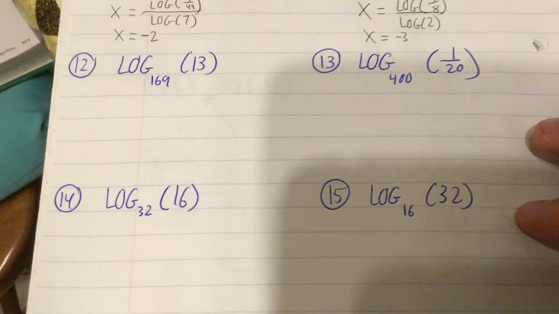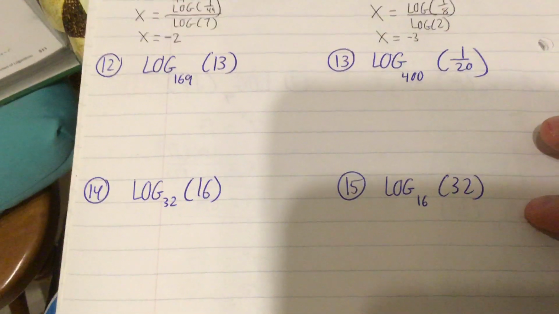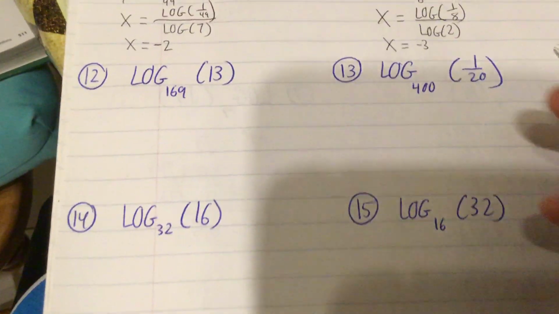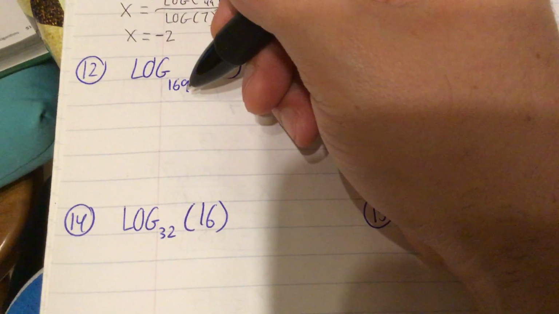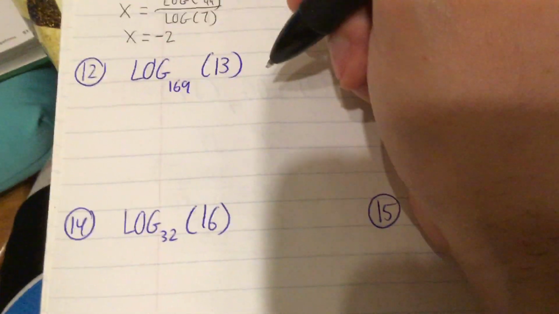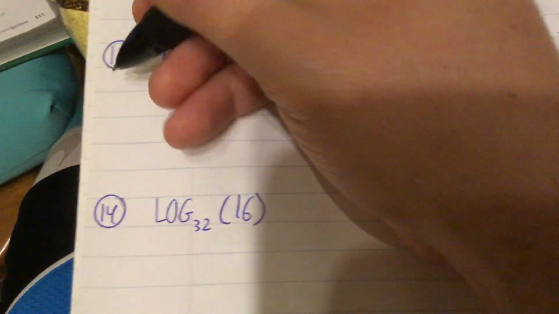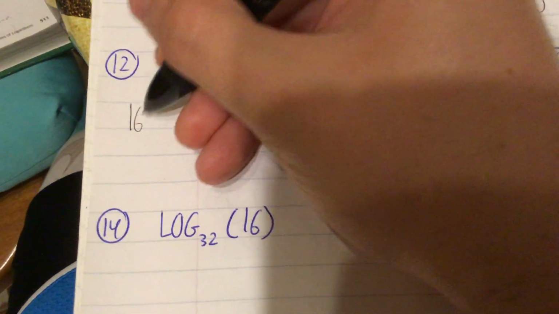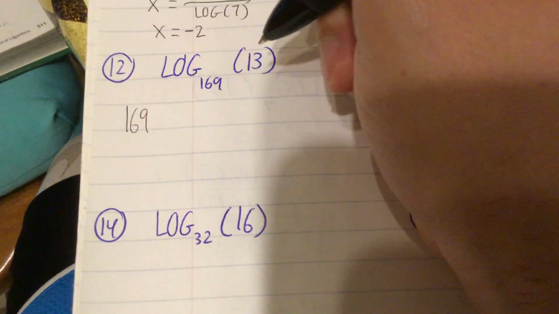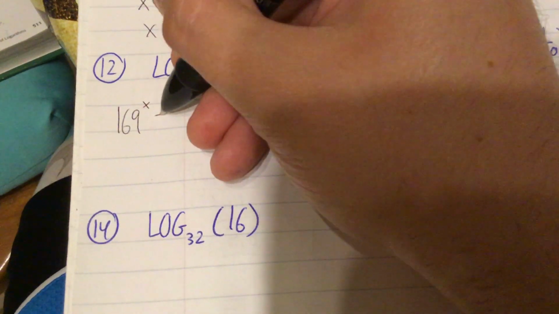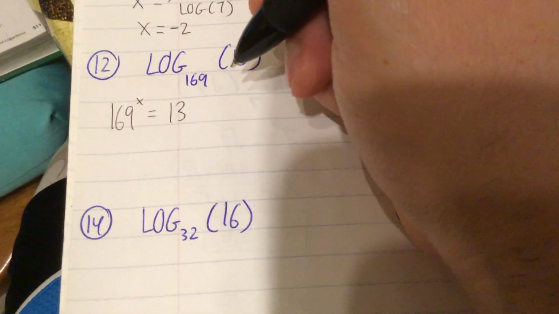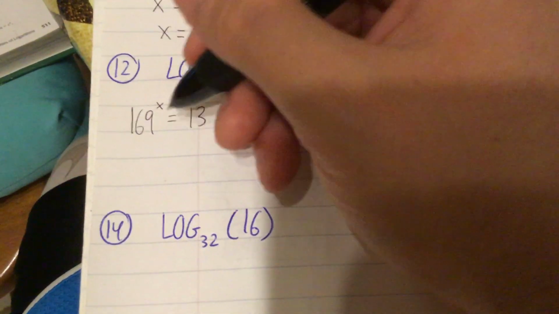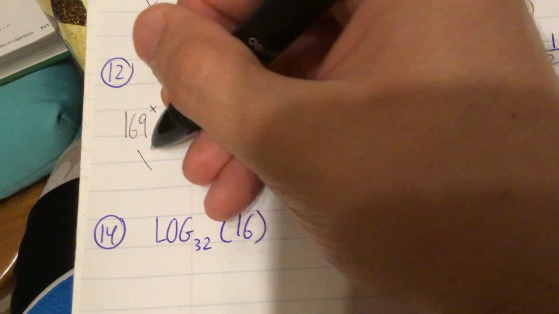4 more, and then we'll call it a day, and the test will be due Thursday at 11:59 p.m. Log base 169 of 13. Well, I've got a really big base. 169 to the x power is equal to 13. So how do I solve for the unknown exponent?